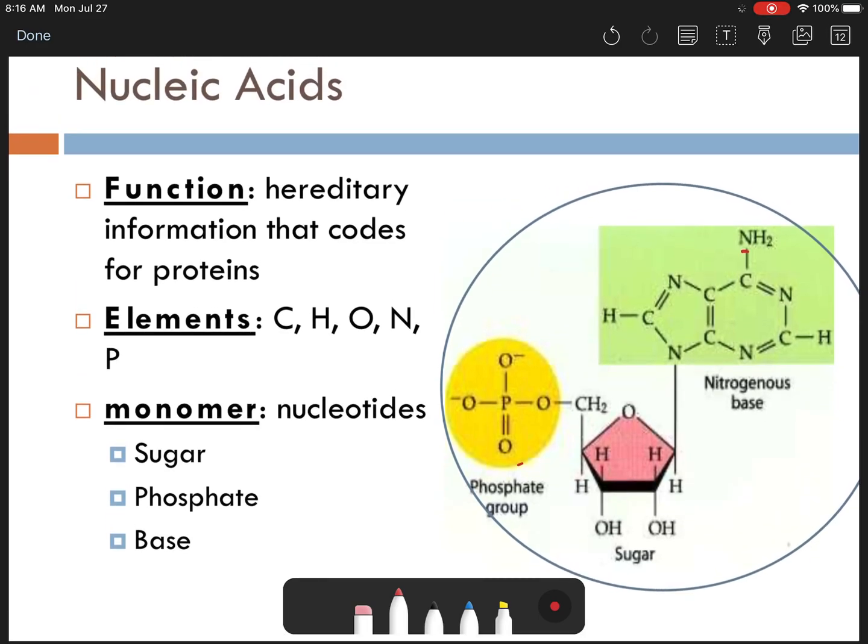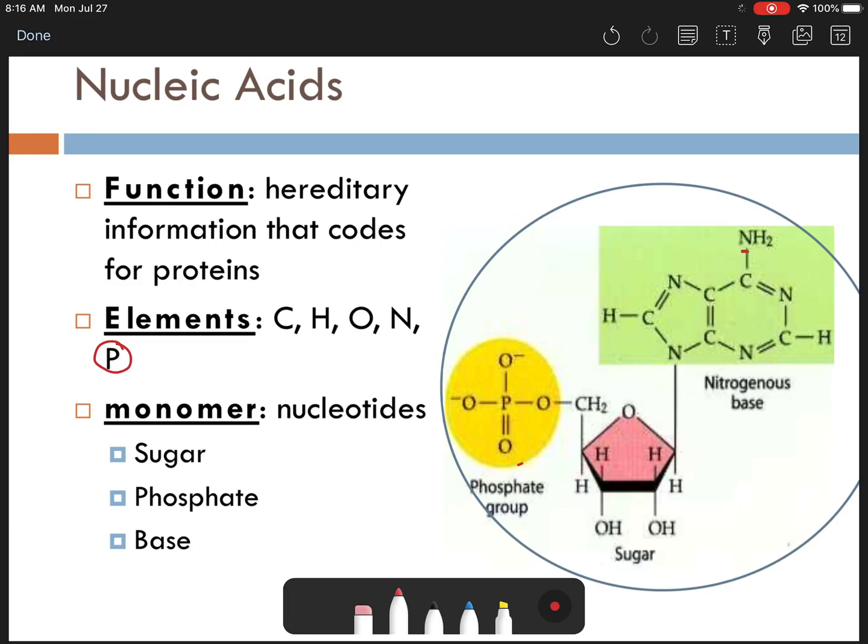The other one is your nucleic acids. They function in your hereditary information, and that's going to help code for your proteins. So nucleic acids are kind of related to proteins in that regard. They still also have carbon, hydrogen, oxygen. They have nitrogen, like what the proteins had, but now they've got an extra phosphorus, an extra element.